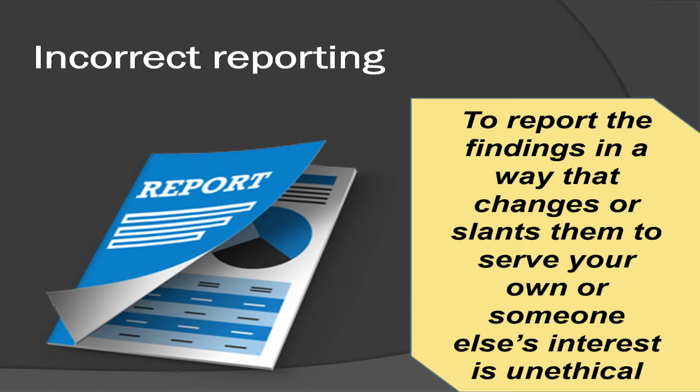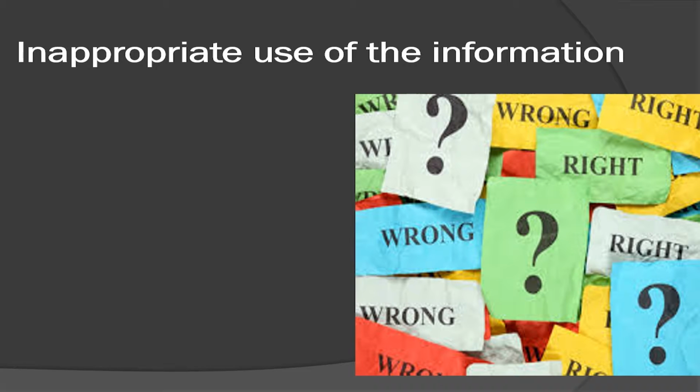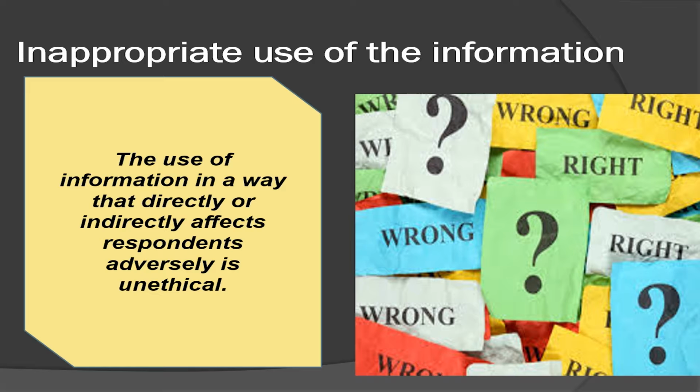To report the findings in a way that changes or slants them to serve your own or someone else's interest is unethical. Correct and unbiased reporting of the findings are important characteristics of ethical research practice. The next is inappropriate use of the information. The use of information in a way that directly or indirectly affects respondents adversely is unethical. The researcher must ensure that information is not adversely used to affect the study population.